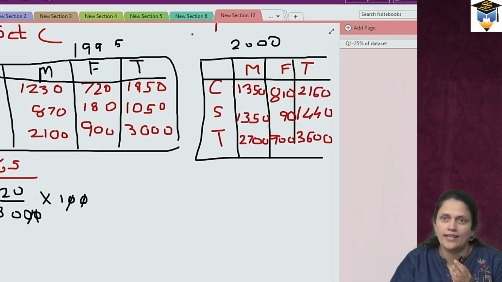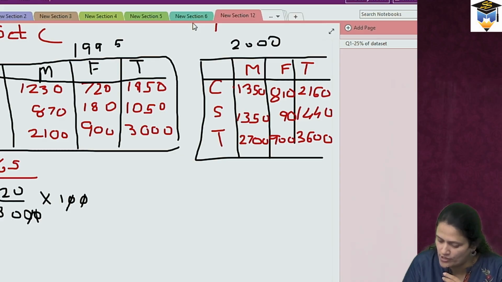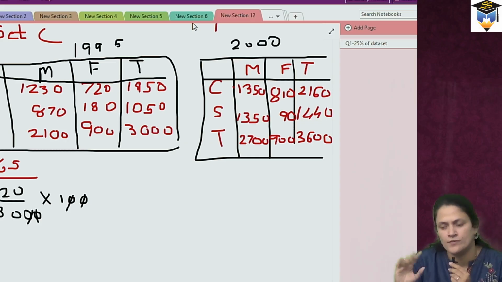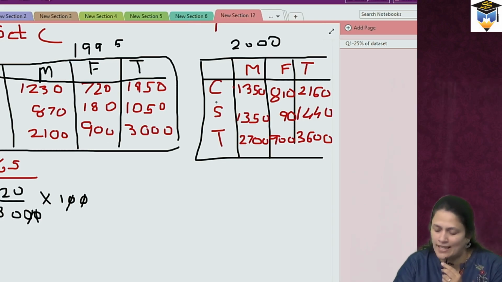Okay, I think we will stop here for today. I will take set C tomorrow, because the total number of questions in set C is 7 or 5. So we will do them tomorrow. Let us stop here for today. I'll explain each and everything, don't worry.